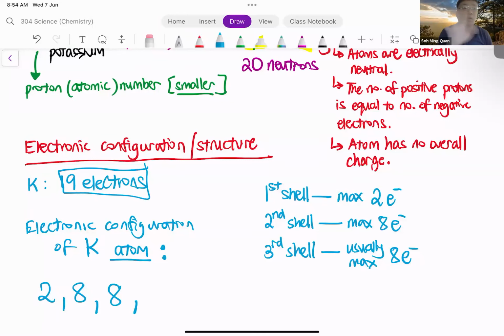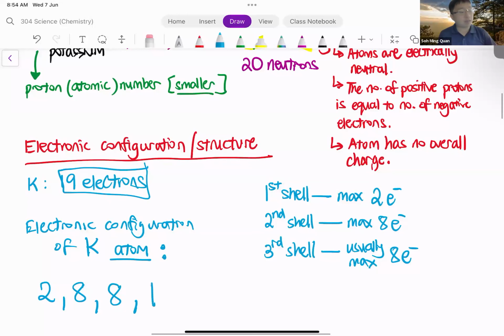That 1 cannot go into the third shell. The third shell is full already, maximum 8 electrons. So that last 1 electron must go into the fourth electron shell. And that is why the electronic configuration of a potassium atom is 2881. Okay?